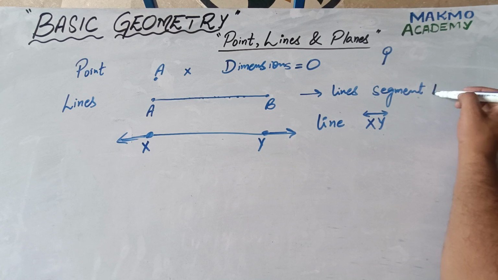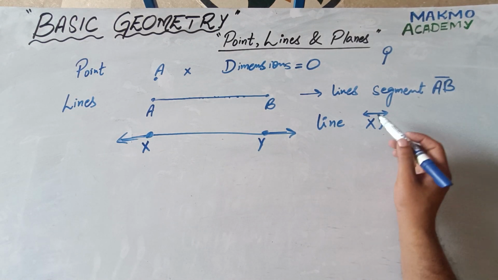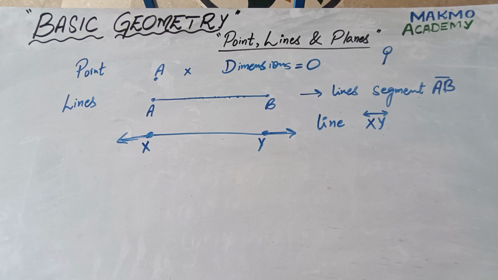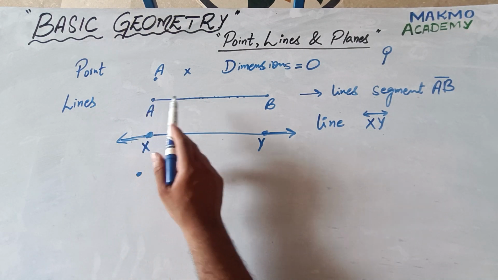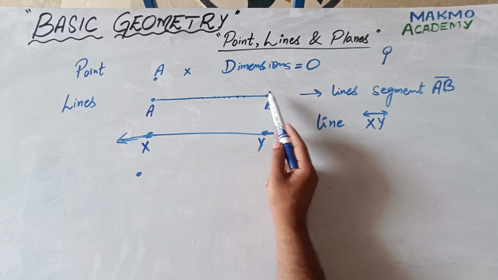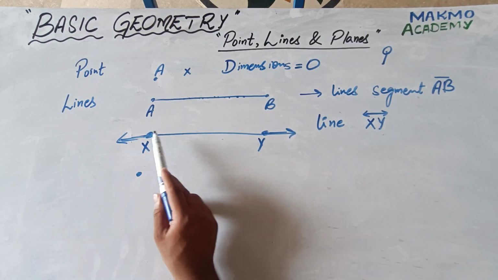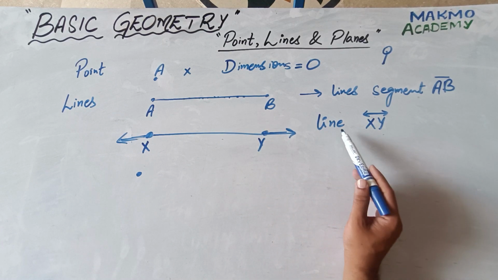And how do we represent a line segment? A line segment is represented by AB with a bar drawn over it. It means that it's a line segment. It has fixed endpoints. Between these 2 points, if the line cannot extend, it's called a line segment. And between these 2 points, if the line can extend in both directions, it will be called a line.